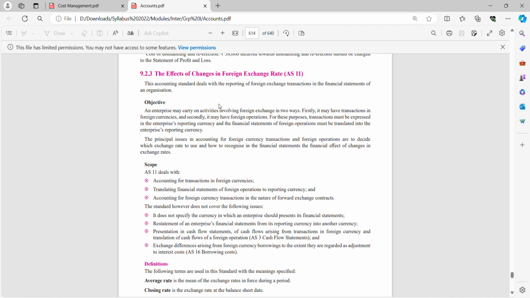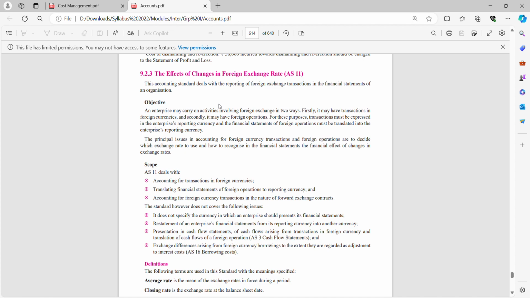Scope. Scope means what all things are covered here. AS 11 deals with accounting for transactions in foreign currencies, translating financial statements of foreign operations to the reporting currency, and accounting for foreign currency transactions in the nature of forward exchange contracts. So all these points are covered here.